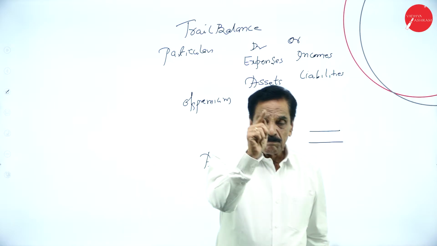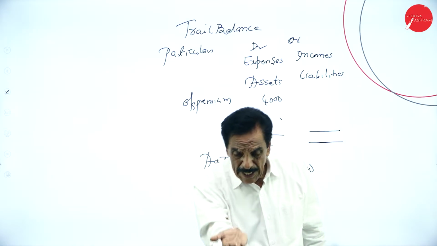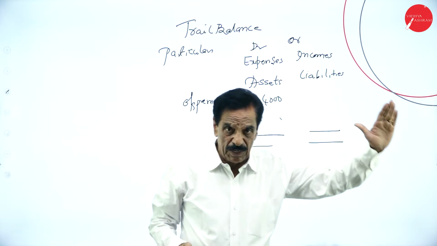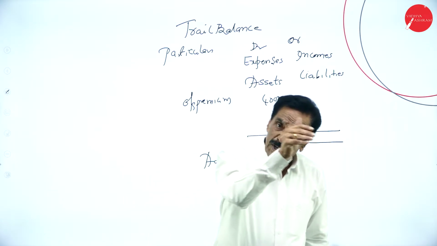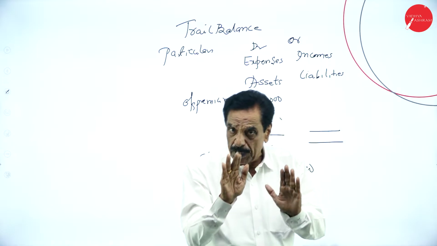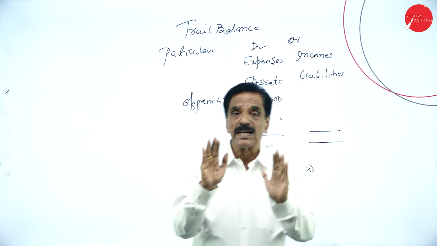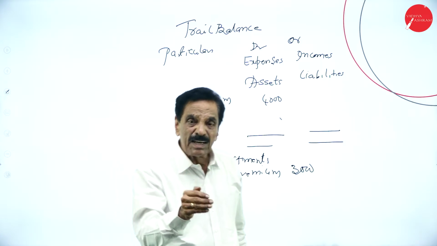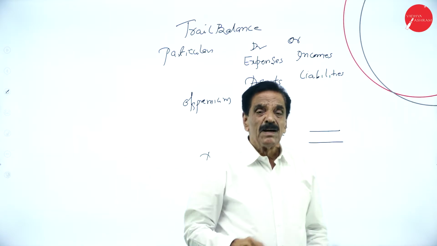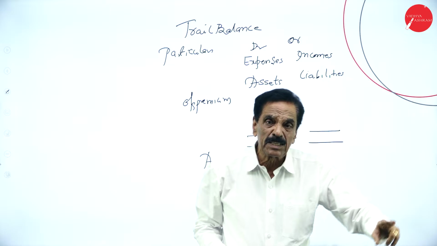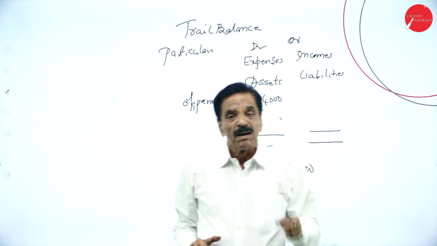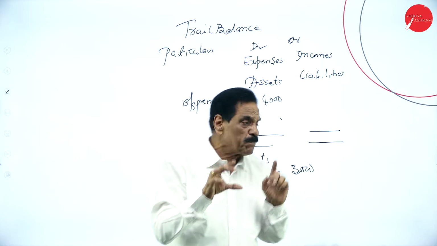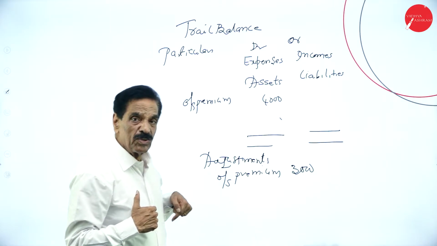How it goes? Premium, add outstanding premium of the current year, premium of the last year, minus reinsurance premium, that is the net premium, add reserve for unexpired risk at the beginning of the year, add additional reserve at the beginning of the year, minus reserve for unexpired risk at the end of the year, minus additional reserve. This goes in favor of premium. So this we are going to discuss here.